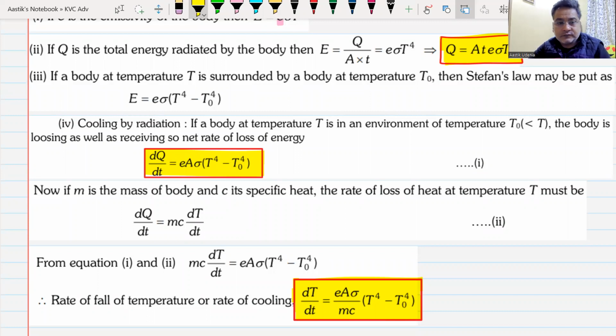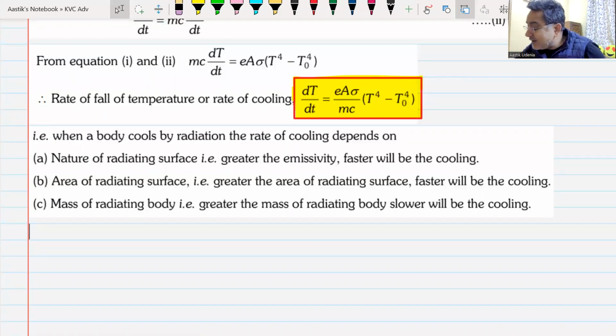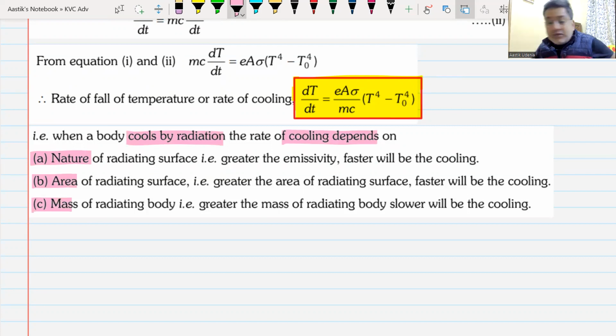So, we have seen this revolutionary formula. Then we can note down these simple things from the formula. When a body cools by radiation, the rate of cooling d theta by dt depends on the nature of the substance E, depends on the area, directly proportional to area, inversely proportional to the mass.